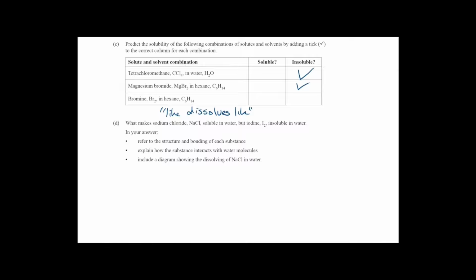Okay, bromine and hexane. So hexane, we've already established, is non-polar. Bromine is going to be non-polar as well, isn't it? Because it's just two bromine atoms joined, probably a single bond there. That is going to be similar. So yes, bromine will dissolve into hexane, I'd say.